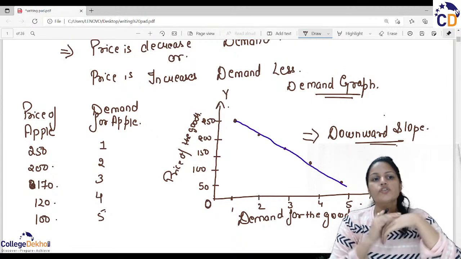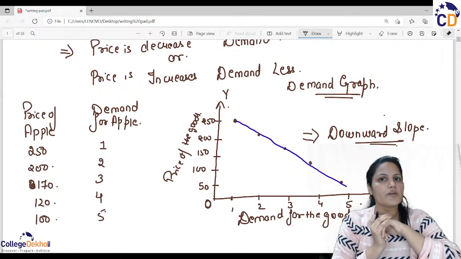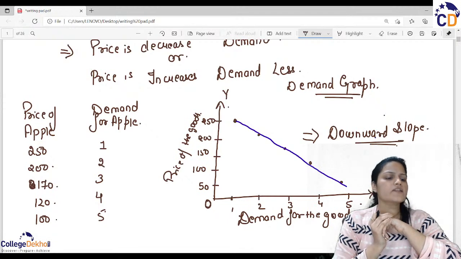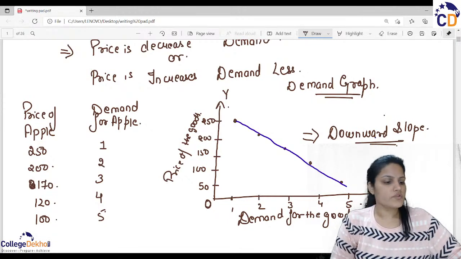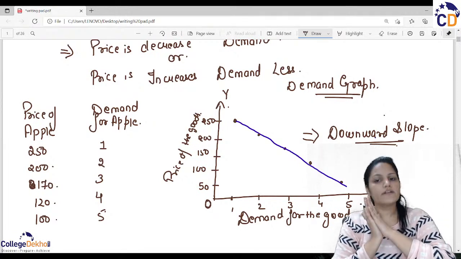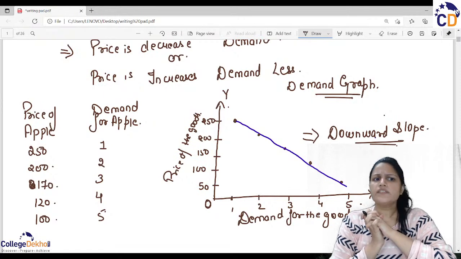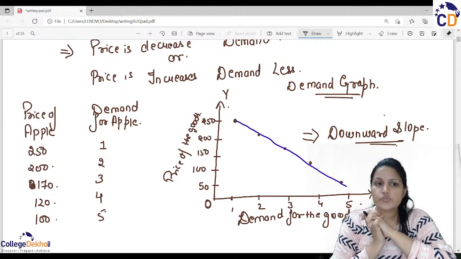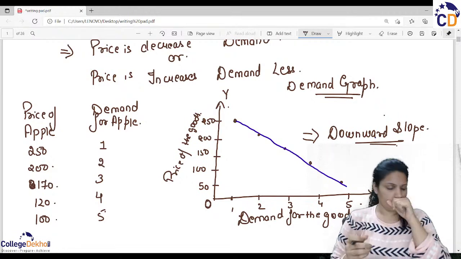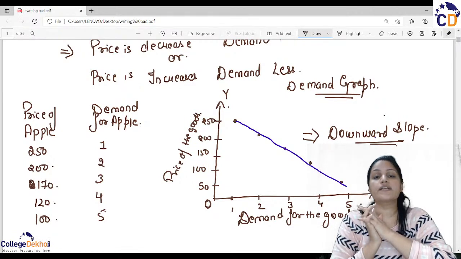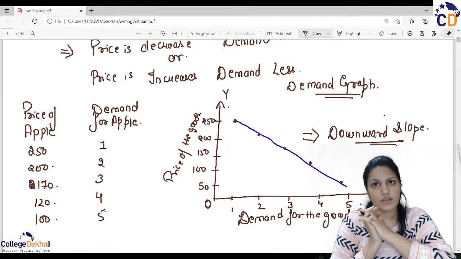Clear? So this is a little bit of introduction about demand. There are so many other points under this chapter which will help you understand more about demand and the process of demand. To understand this, always remember to correlate this topic with your surroundings.